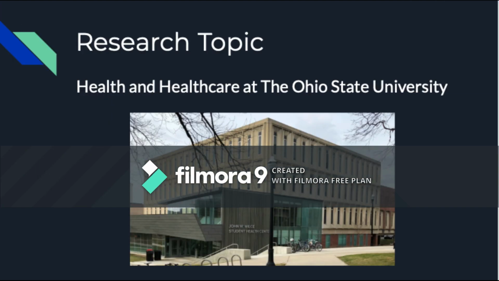Our research topics look at the health and healthcare services at The Ohio State University. We specifically looked at the Will Student Health Center. The Will Student Health Center is a Joint Commission accredited outpatient facility providing a variety of healthcare services to the student population, and it is located directly on Ohio State's campus.